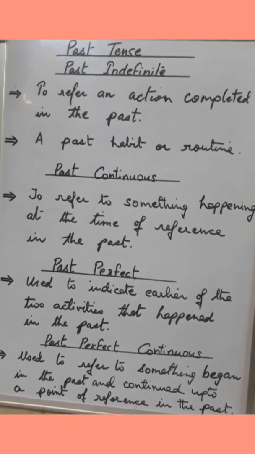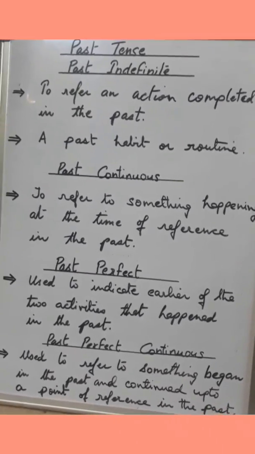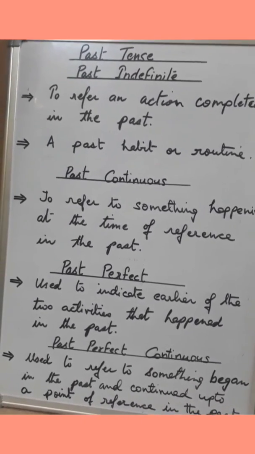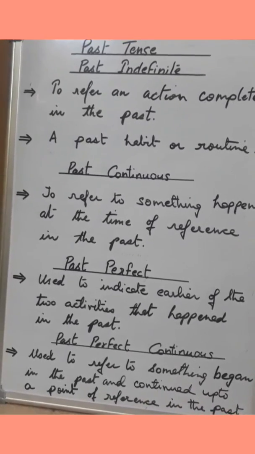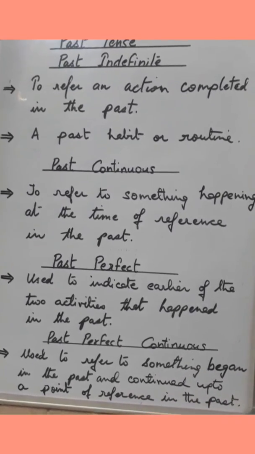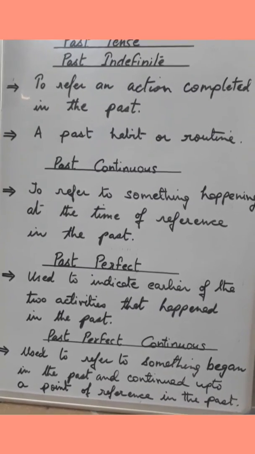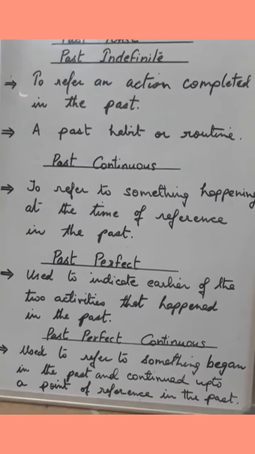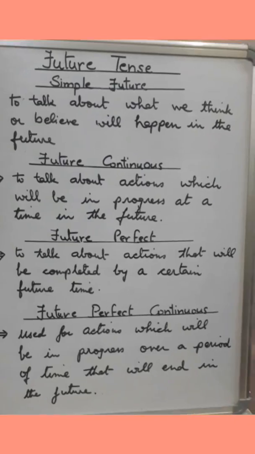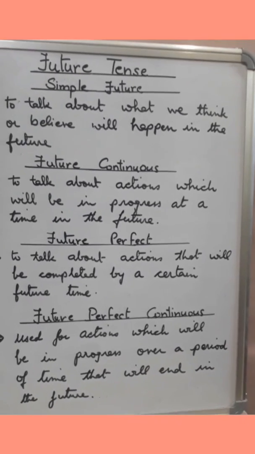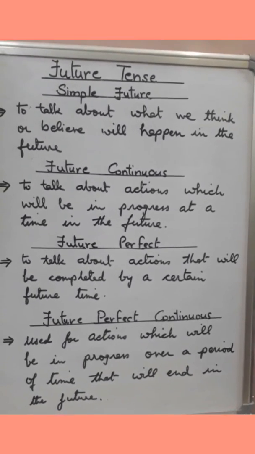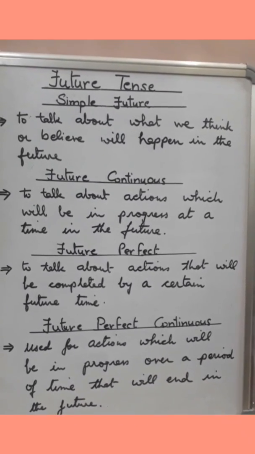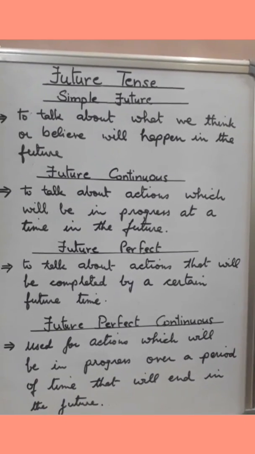Past perfect continuous. This form is used to refer to something begun in the past and continued up to a point of reference in the past. For example, I had been reading Gulliver's Travels for the last 1 week when he came to see me. Future tense. We use simple future to talk about what we think or believe will happen in the future. Like, I think Pakistan will win the match.